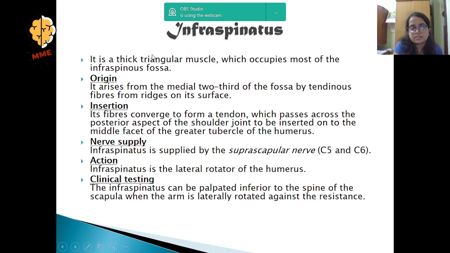Now, infraspinatus. It's a thick triangular muscle which occupies most of the infraspinous fossa. It arises from the medial 2/3 of the infraspinous fossa by tendinous fibers from the ridges on its surface. So, below the crest or spine of the scapula, on the dorsal surface of it, there is this infraspinous fossa. Insertion, as I said, onto the middle facet of the greater tubercle of the humerus. It is again supplied by the suprascapular nerve, a nerve from the Erb's point, and its function is that it is a lateral rotator of the humerus.